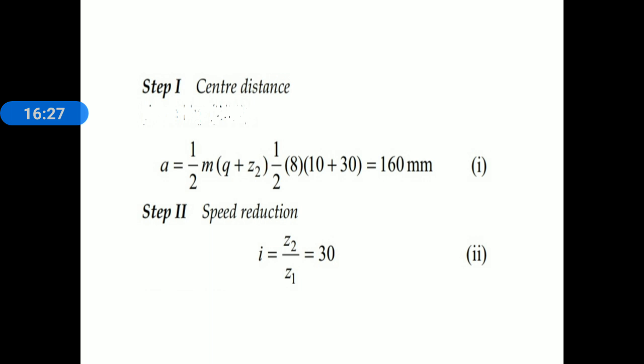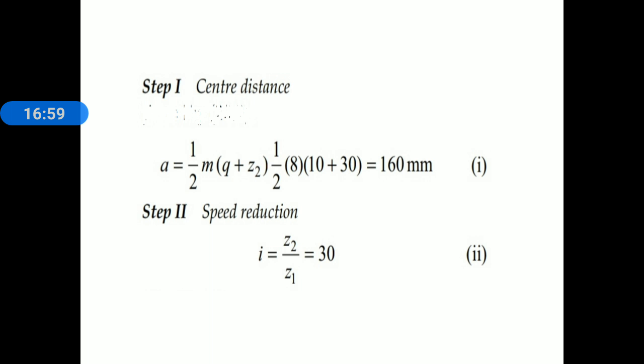Step number 2, the second point will be solved in step number 2. Speed reduction, denoted by letter small i, is equal to Z2 divided by Z1. Z2 is the number of teeth on a worm wheel and Z1 is the number of starts on a worm. The number of teeth on the worm wheel is 30 and the number of starts on the worm is 1. 30 divided by 1, and we get the speed reduction ratio i is equal to 30.